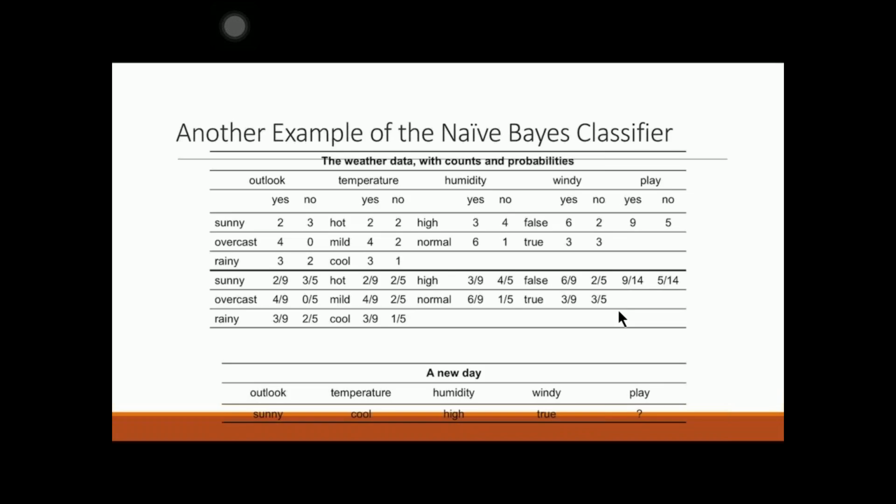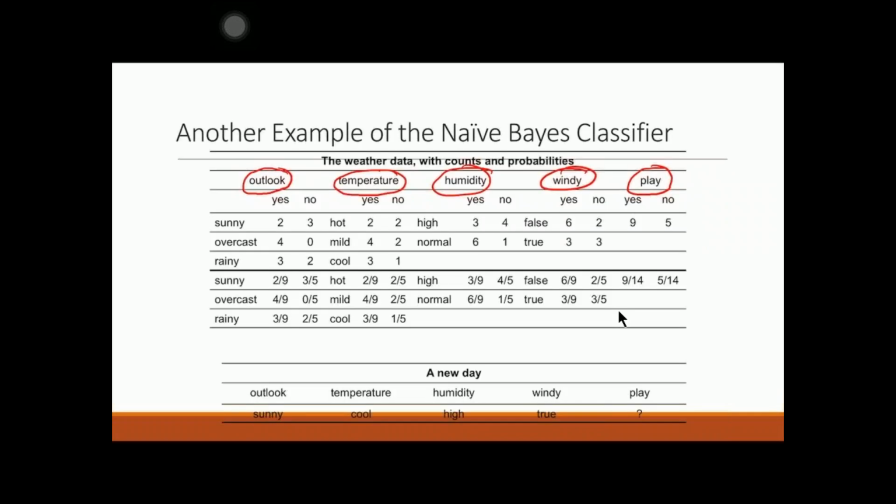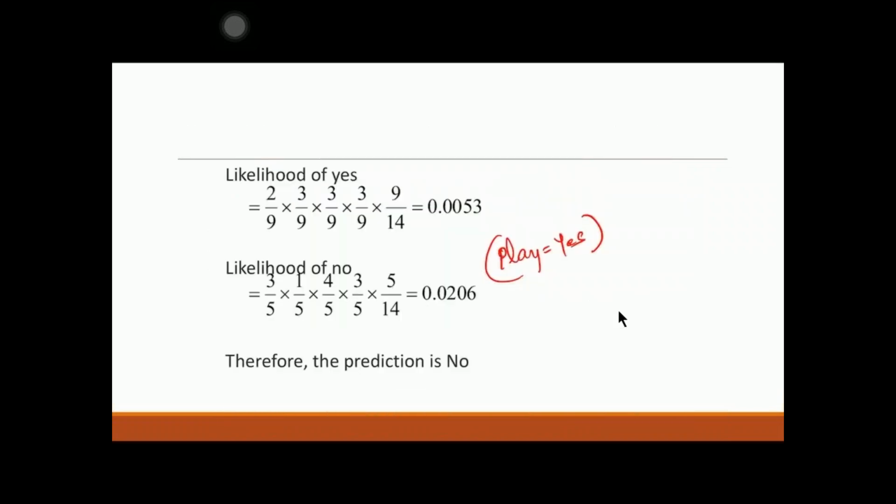For example, you had this data where you are seeing outlook, the temperature, the humidity, the windy status, and whether they are going to come to play or not. So let's say someone asks you, what is the likelihood of children going to play equal to yes, given, let's say, these parameters: it is sunny, it is cool, it is high, it is windy. Now let's find out. So we'll write slowly and we'll understand.